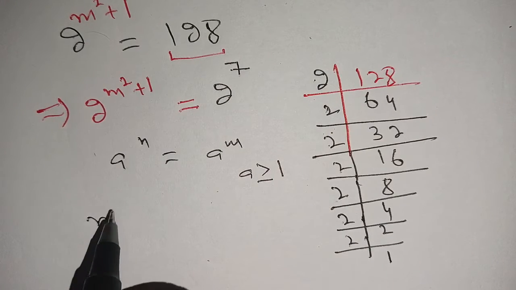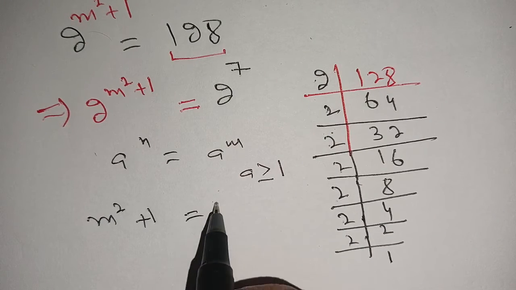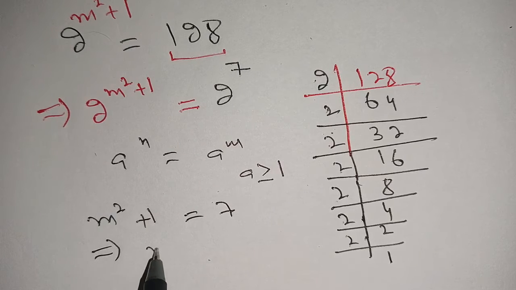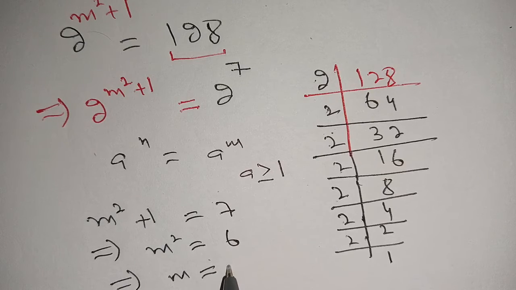We write this as m square plus 1 is equal to 7, which implies m square is equal to 6, which implies m is equal to plus minus root of 6.